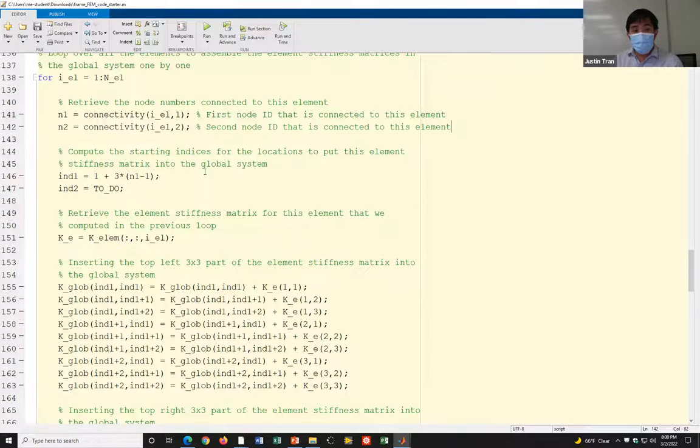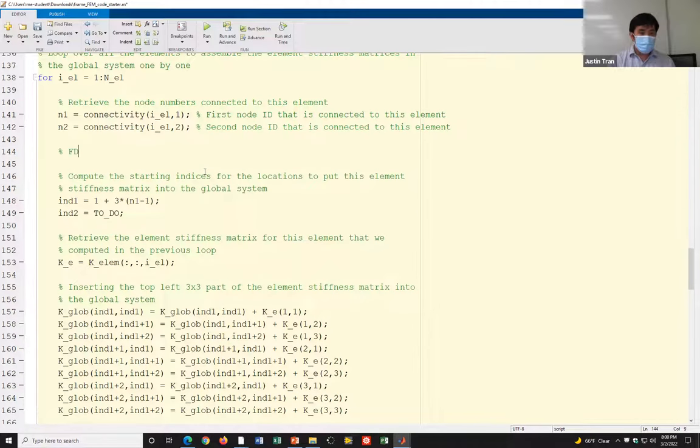Right. And so let's say that we're doing this on the first iteration of the loop, so we're doing this for element one. That means N1 here is going to be 1, because element one is connected to node 1, and N2 is going to be equal to 2.